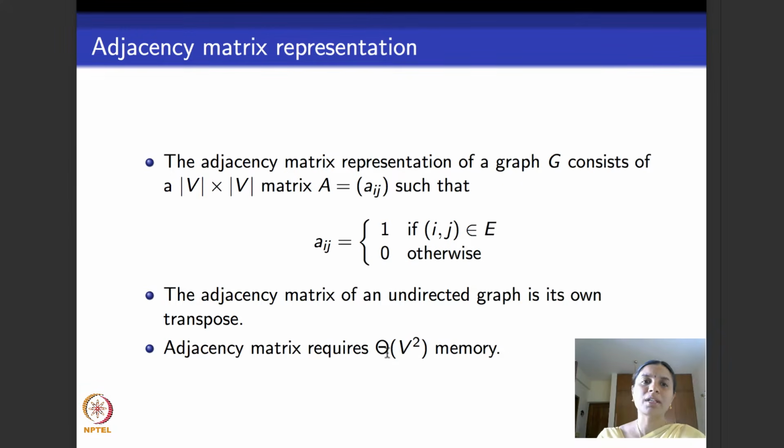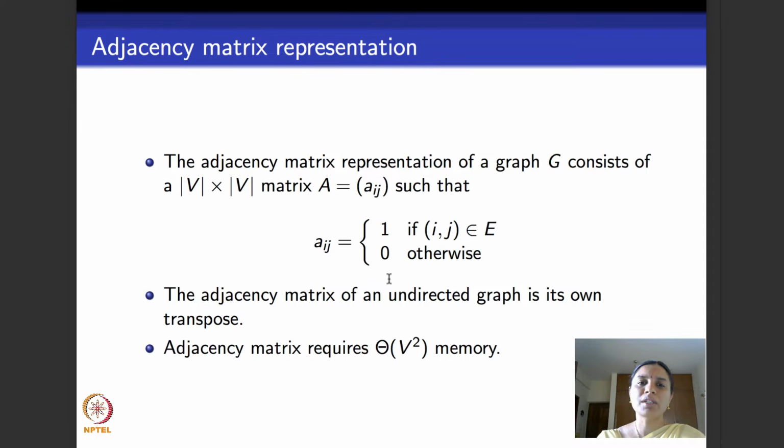Moving on, what does an adjacency matrix representation of a graph look like? The adjacency matrix of a graph is a mod V by mod V matrix. So it has as many rows and columns as the number of vertices. It's a square matrix and it's filled with 0 and 1 entries. It contains a 1 at position VI, VJ if the edge VI VJ is in the set of edges of the graph. Otherwise, it contains a 0, right?